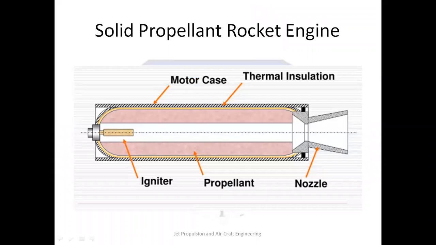Now you can see the diagram on the slide, which is the schematic diagram of a solid propellant rocket engine. The main components of these solid propellant rocket engines are the motor case, igniter, nozzle, and a shield, which is also known as the thermal insulation, which is provided to reduce the heat transfer. Solid propellant is the combination of solid fuel and oxidizers.